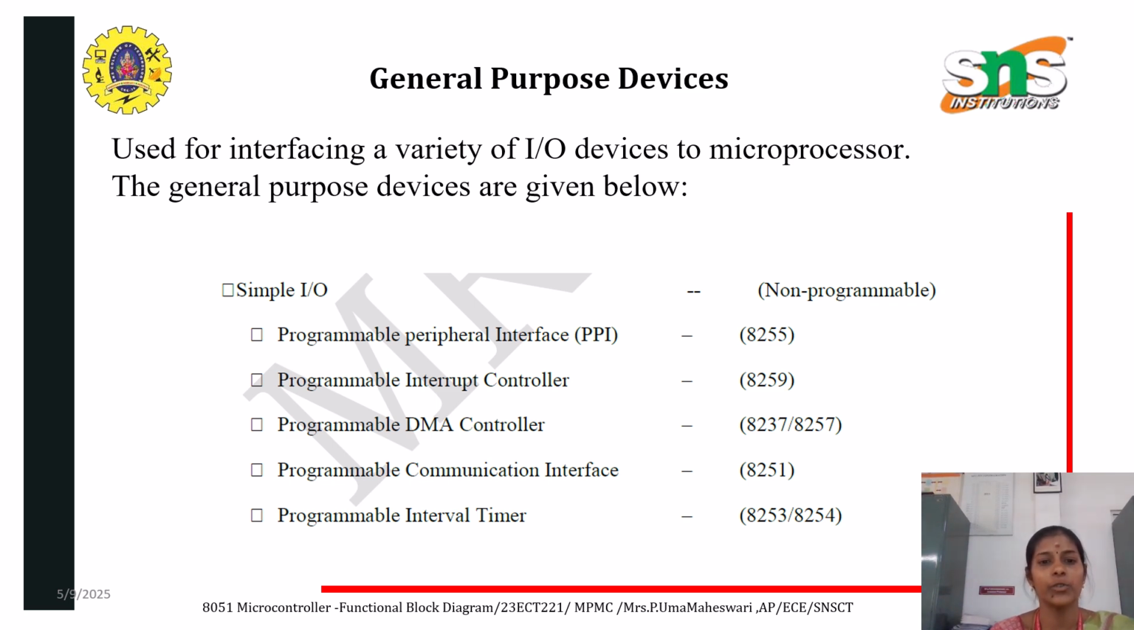Here the simple input and output is the PPI, that is the programmable peripheral interface, which is the IC number 8255. There are also the programmable interrupt controller and the programmable DMA. DMA is nothing but direct memory access. If your memory is not enough to store something, and you want to connect something external, then the programmable DMA controller is used. There are also the programmable communication interface and programmable interval timers.